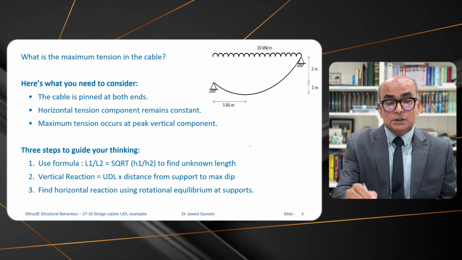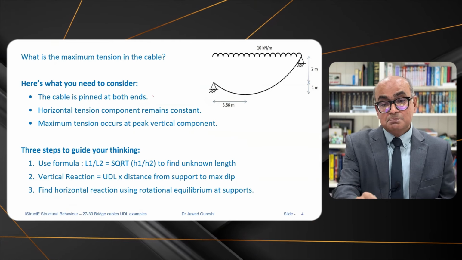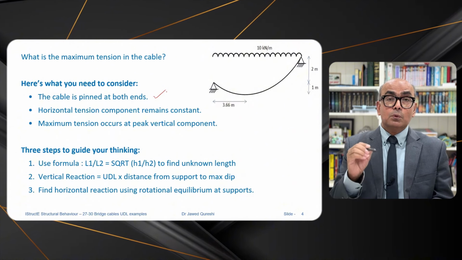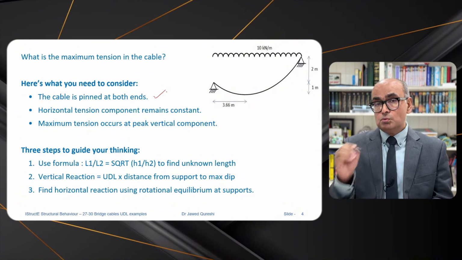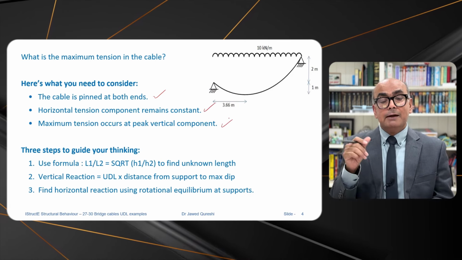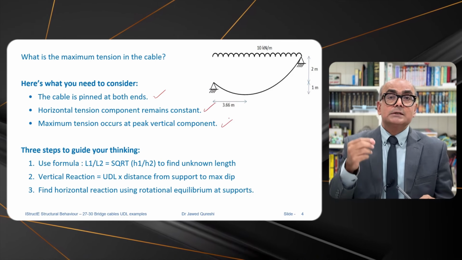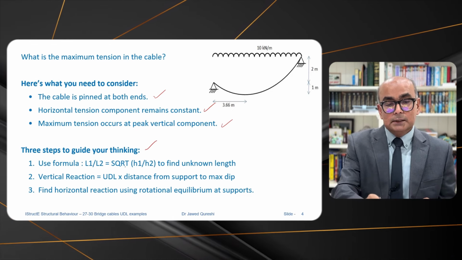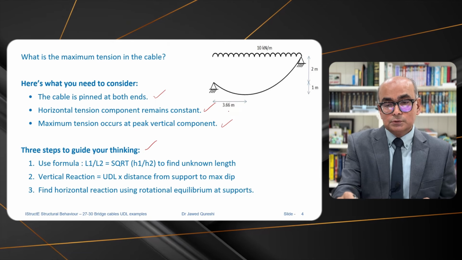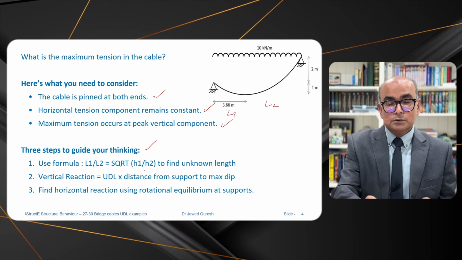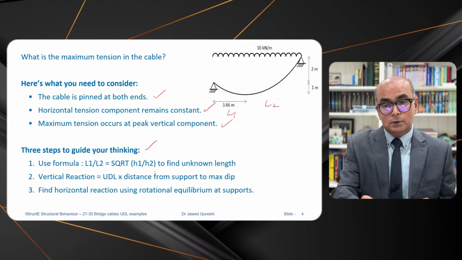So the things that you need to consider: this cable is pinned at both ends, and the horizontal component of tension always remains constant throughout the cable. The maximum tension happens where you have the vertical component that is maximum. There are 3 things that you have to keep in mind. L1 over L2, this is L1, this is L2, is equal to square root of H1 over H2.